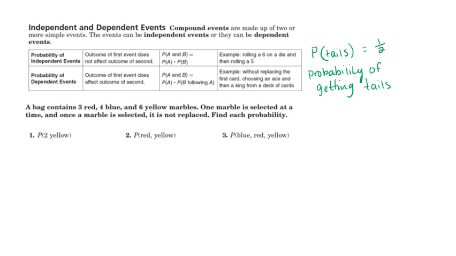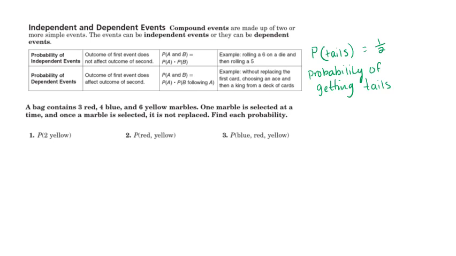For dependent events, the outcome of the first event does affect the outcome of the second. So you still multiply them together, but it's the probability of A, and then the probability of B following A happening. For example, without replacing the first card, choosing an ace and then a king. If I choose an ace out of the deck, the chances of getting a king are higher because there's one less card there that is not a king. So we have to decide whether the events are dependent or independent, and then we multiply our events together based off of that.